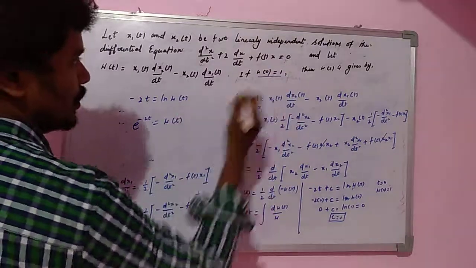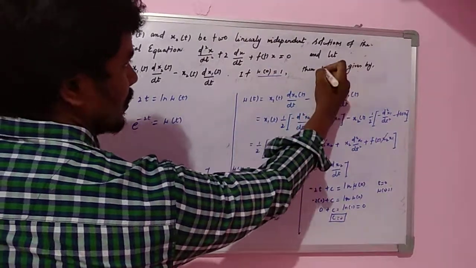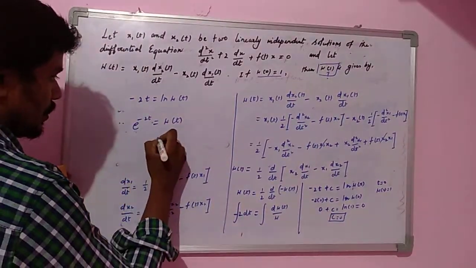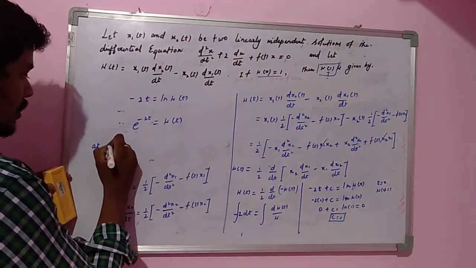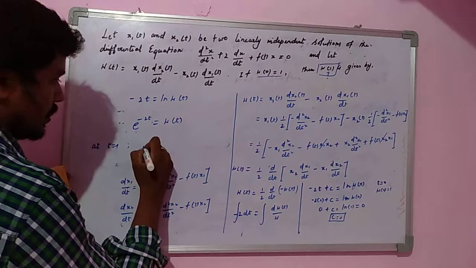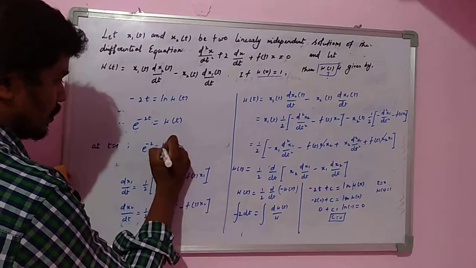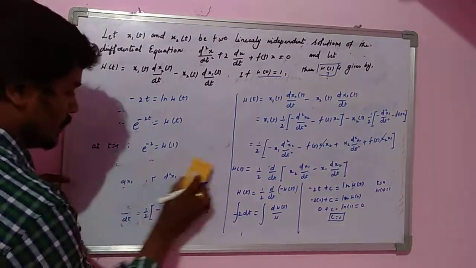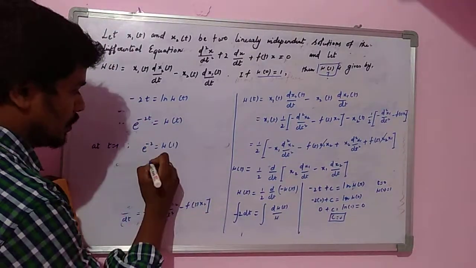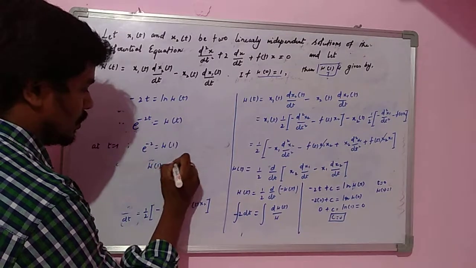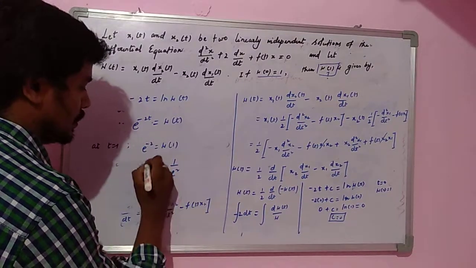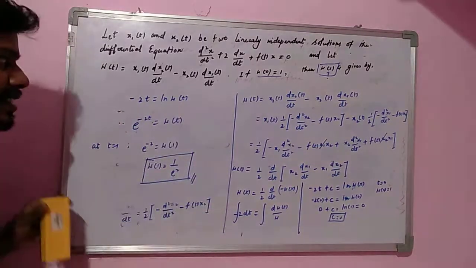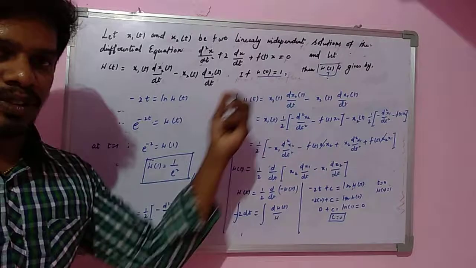So at t equal to 1, we need to find what is the answer, w of 1. So at t equal to 1, then e power minus 2 equal to w of 1. Wherever t is, we substitute 1. So w of 1 equal to 1 divided by e square. This is the answer for the given question, w of 1.